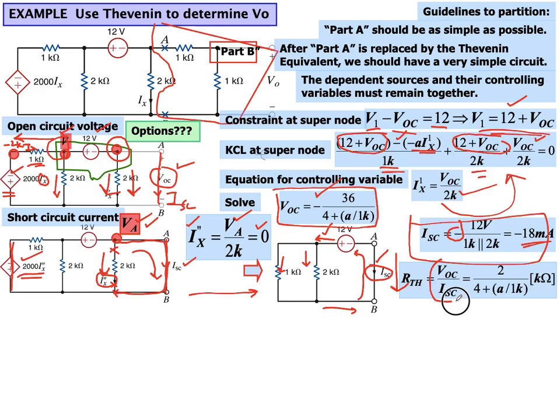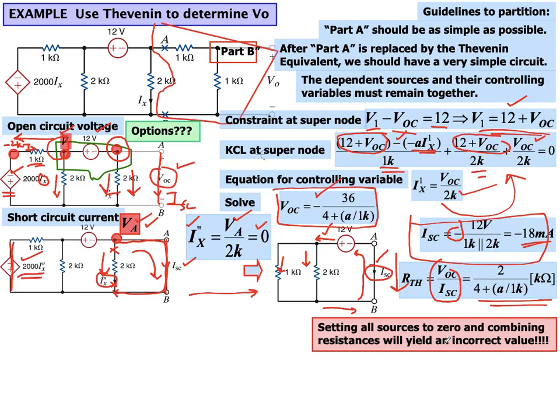So R Thevenin will be the ratio of these two, and it will be equal to this value. So in this case, this is the actual R Thevenin value that we need to find. But if we have considered all sources to be 0 and combined all the resistances, it will give us an incorrect value, because that approach is not applicable in this case.